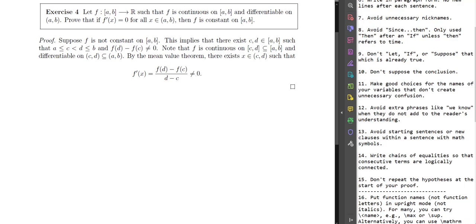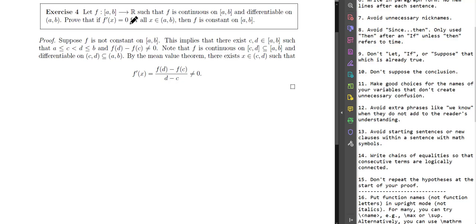Yes, and of course this makes good sense. We knew up above f(d) minus f(c) is not 0. So I have a fraction whose numerator is not 0, so the fraction itself is not 0. So it might be good at this point to finish off the proof a bit, right? Because so what? Why is it a problem that f prime of x is not equal to 0? Well, of course, it's a contradiction.